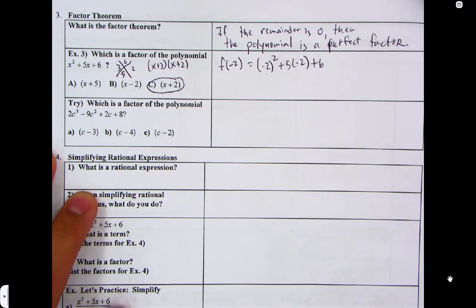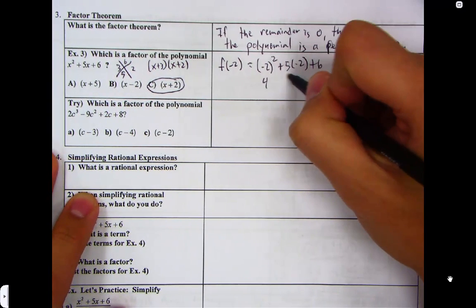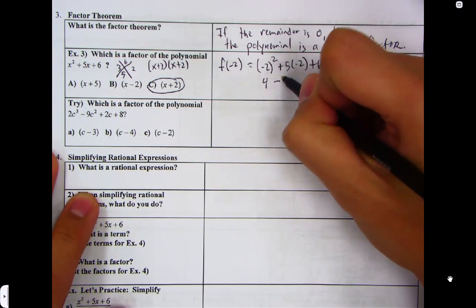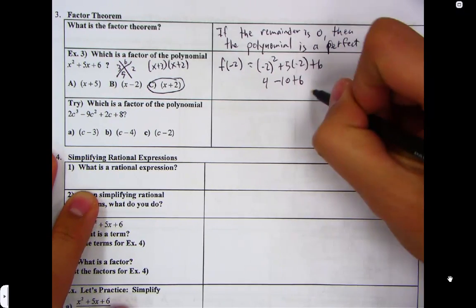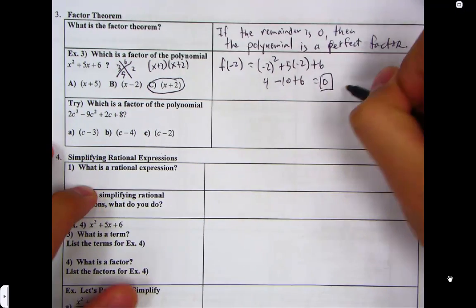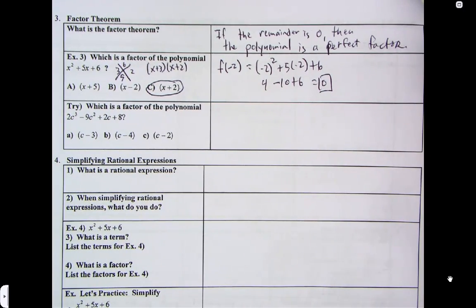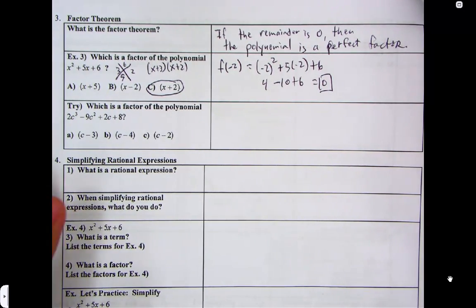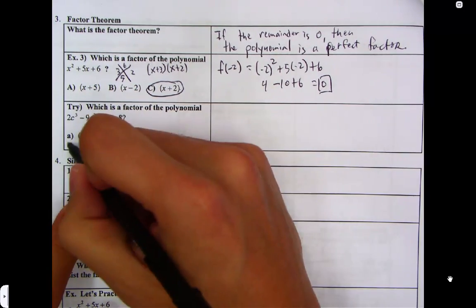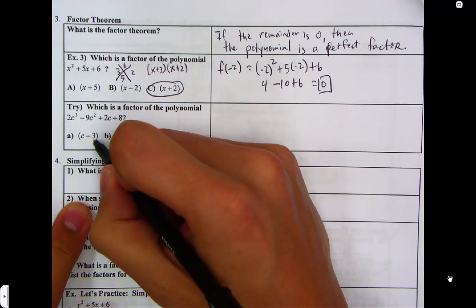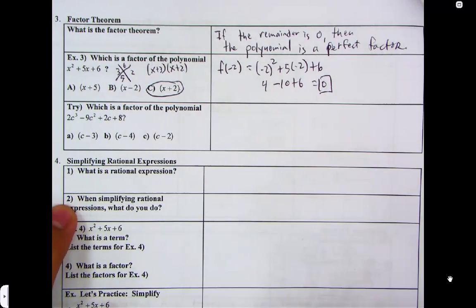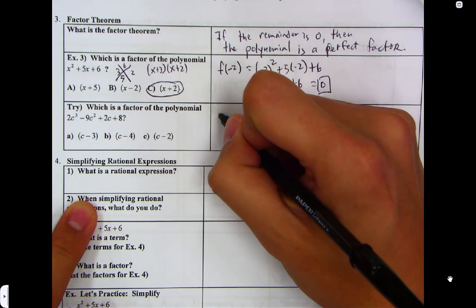So I'm going to do the math. Negative 2 squared is 4. 5 times negative 2, negative 10 plus 6. If I do all that, that equals 0. Since it's equal to 0, this polynomial is a factor. So we're going to try this one right here. Try A. I'm going to plug in 3 for the x's, and if this math is equal to 0, then it's a factor. So I'm going to go ahead and try that.